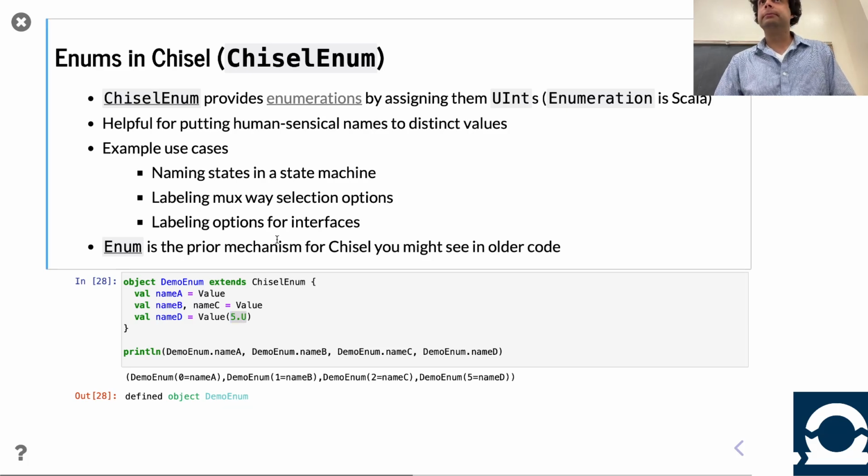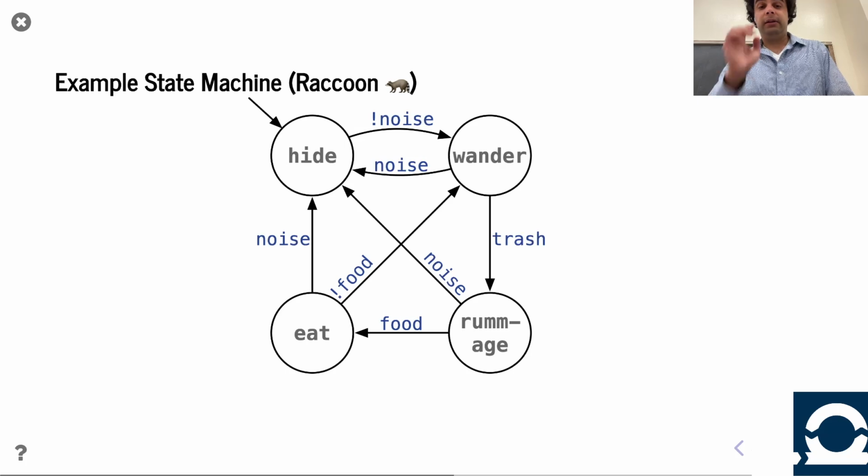Cool. Okay, so let's now build a state machine, right? We have registers, we have enums that label our states. Let's build a finite state machine. So here at Santa Cruz, of course, our unofficial mascot is the raccoon. At least that's my opinion. Official mascot, of course, being the slug. And so what do we have with the raccoon? Well, this is the behavior I made up for a state machine.